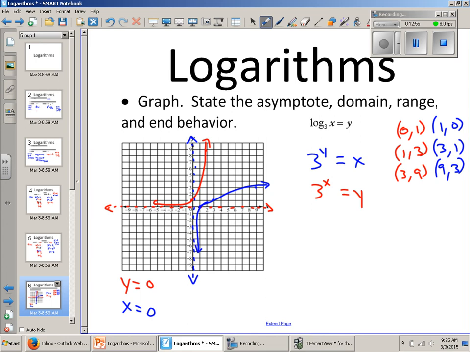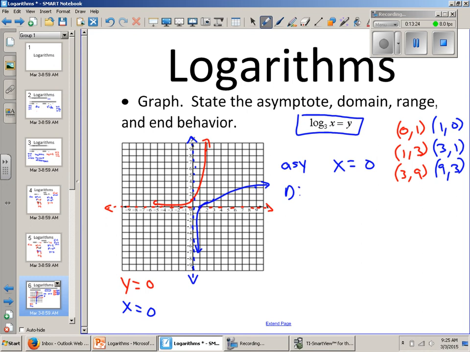And the blue graph is my logarithmic graph. Blue is the graph for log base 3 of x equals y. So now we're going to look at blue. I want to do my asymptote. My asymptote is x equals 0.